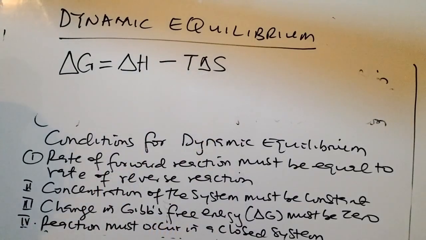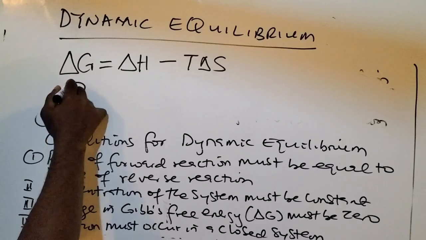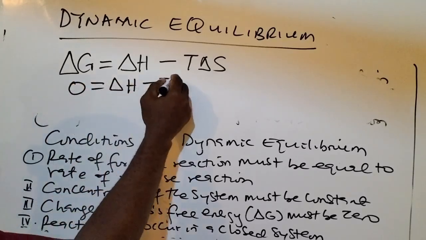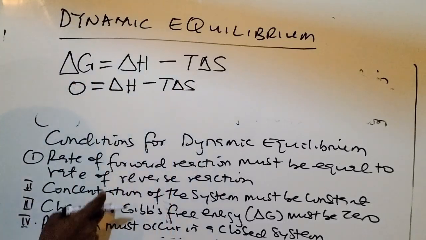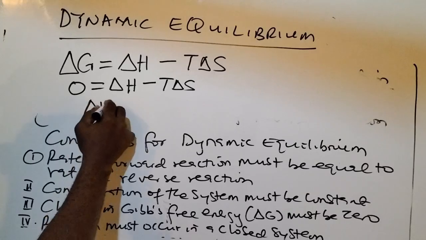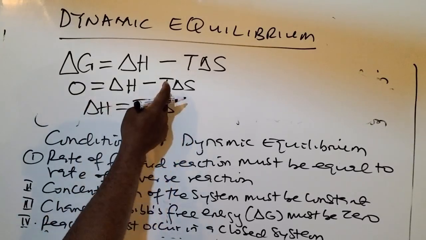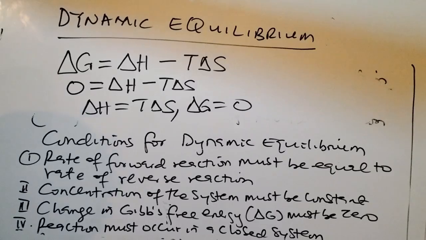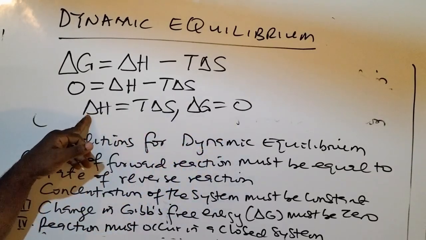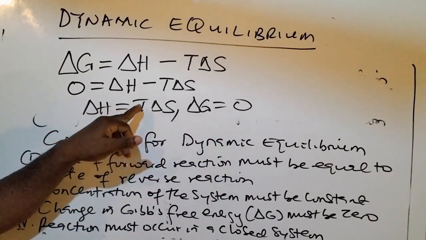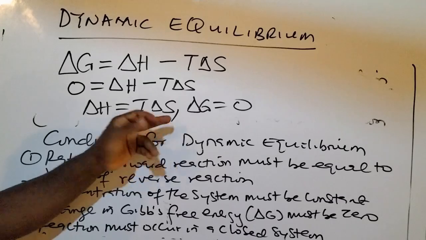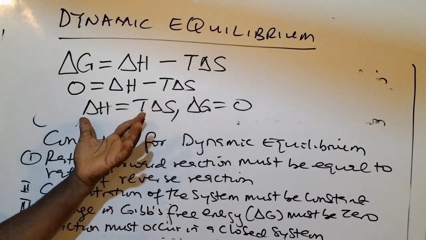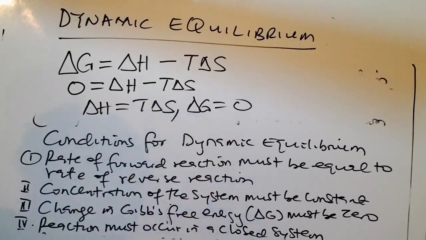So if this is 0, that means we now have 0 equal to delta H minus T delta S. And that means delta H now becomes equal to T delta S, crossing this one over. So when delta G is 0, the change in enthalpy or heat of reaction will be equal to the product of the temperature in Kelvin times the change in entropy. So when we have this equal to this, or this equal to 0, that means the reaction is at equilibrium. The fourth condition is that the reaction must occur in a closed system.